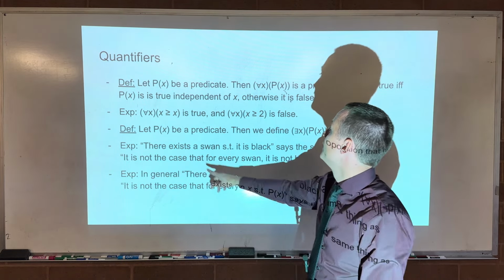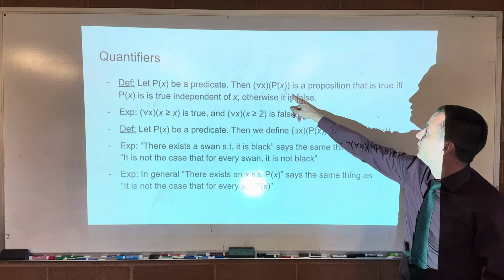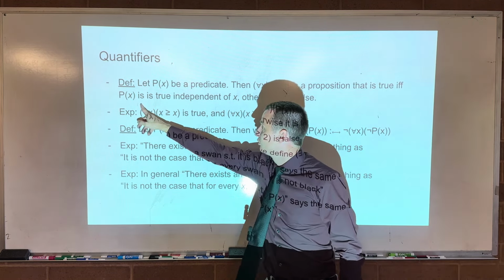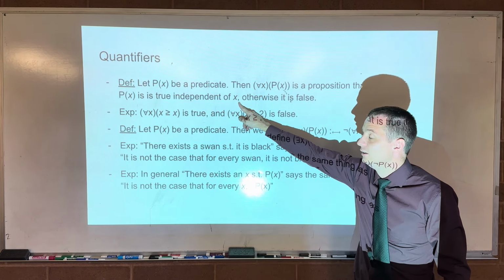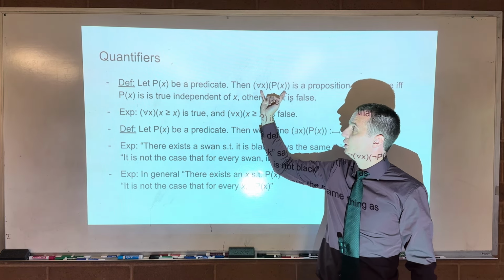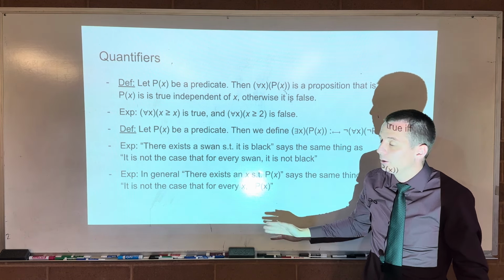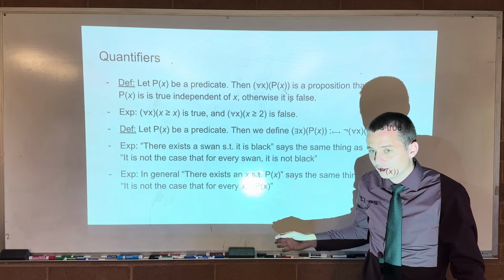No, we didn't. Definition: let P of x be any predicate. Then for all x, P of x is a proposition that is true if and only if P of x is true independent of x. In other words, for all x, P of x is true if and only if P of x is always true. That's what it means to be true for every x. It means it's always true no matter what x you choose.